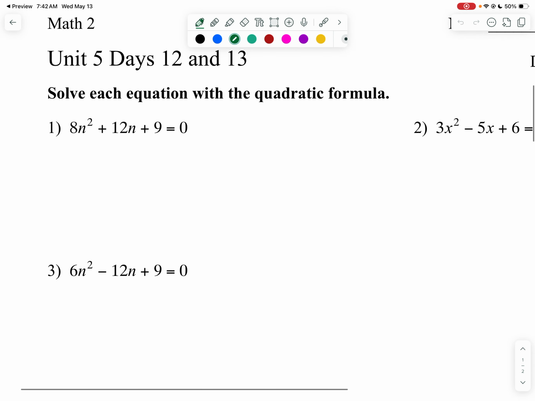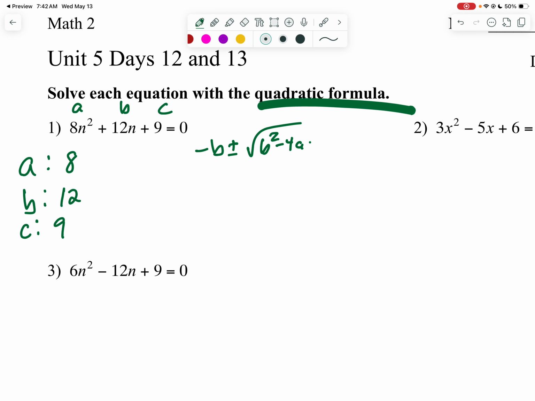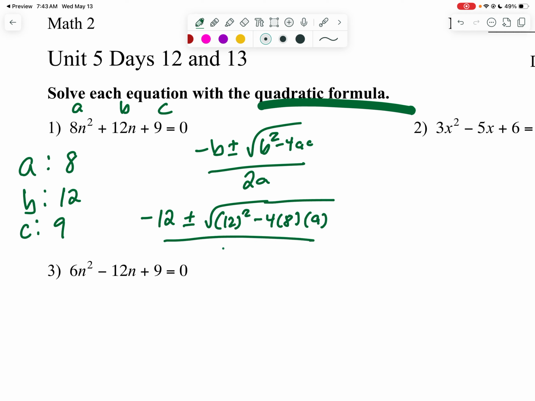So with the first one, whenever we want the quadratic formula, remember that it's just going to be finding my a, b, and c values and then plugging it in. So a is 8, b is 12, c is 9. And then plug it into your formula. So remember that is negative b plus or minus the square root of b squared minus 4ac all over 2a. So we have negative 12 plus or minus the square root of 12 squared minus 4 times 8 times 9 all over 2 times 8.